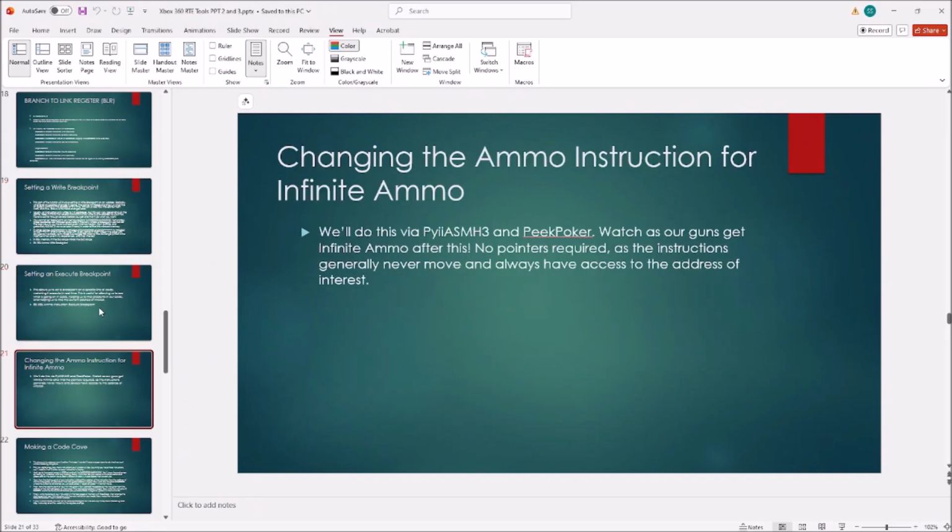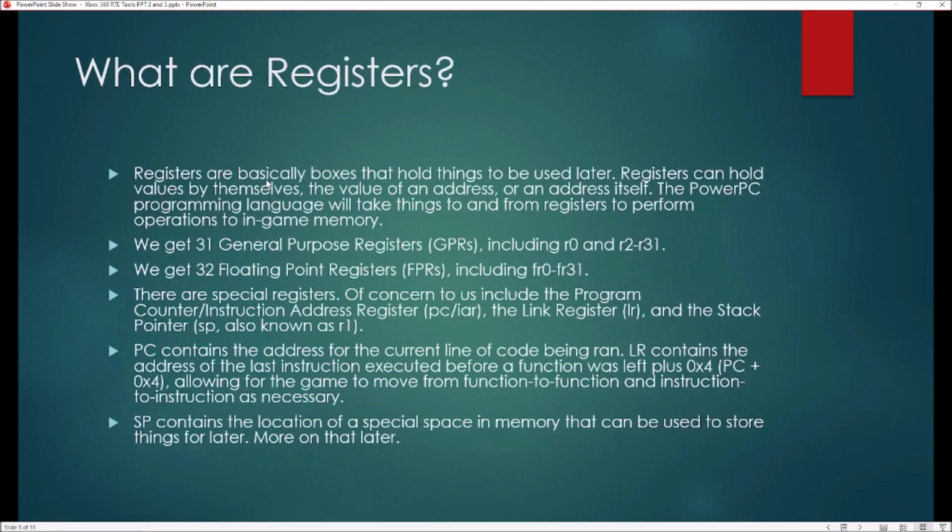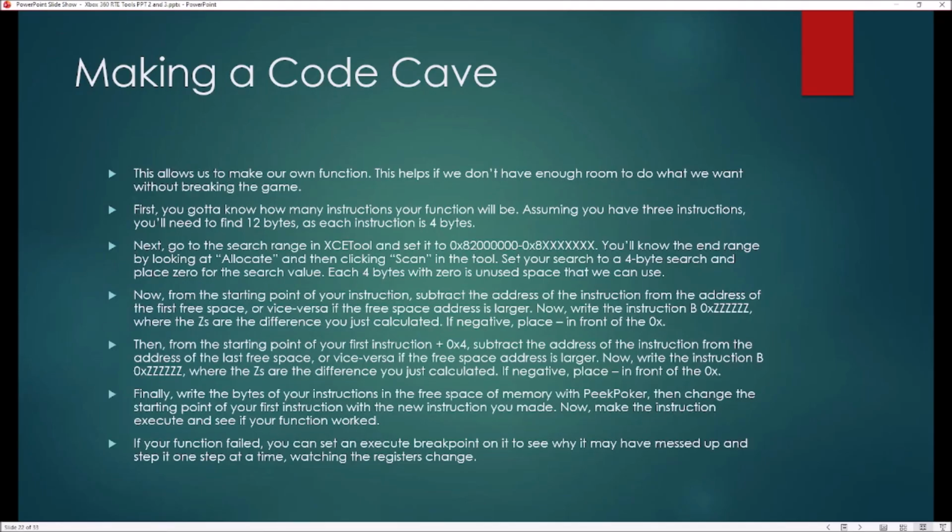Let's take this up a notch. And by taking it up a notch, this is going to go up quite a bit in complexity. What we're going to do now is learn how to make something known as a code cave. Remember how I said the game has functions? We can make our own, and that can make it easy to hack the game. This allows us to make our own functions. This is especially helpful if we don't have enough room to do what we want without breaking the game. If there hadn't been an instruction containing R10 right there, I would have had to code cave, then put a load immediate in, and then code cave back.